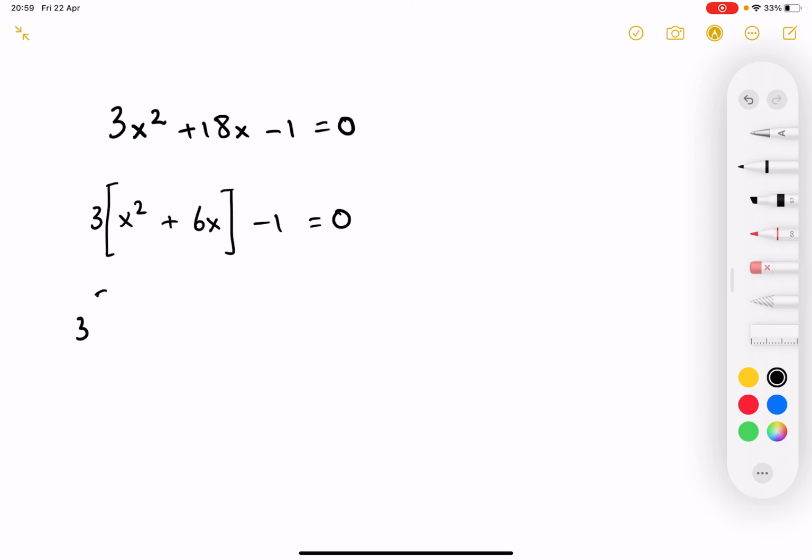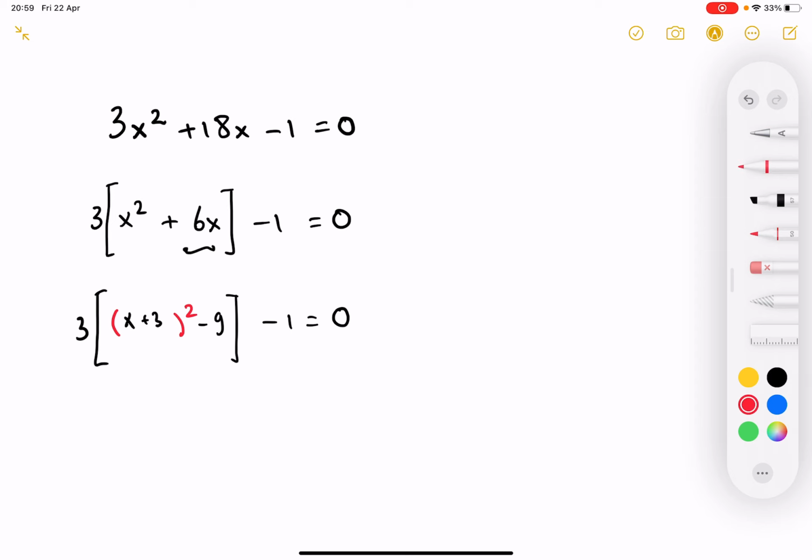So we have 3, open brackets, then we have these brackets, and then close brackets, and then we square. The x squared becomes x, and we halve this number here, which becomes plus 3. We square it, and we subtract it. So it becomes minus 9, because 3 squared is 9. Then we have minus 1 is equal to 0.